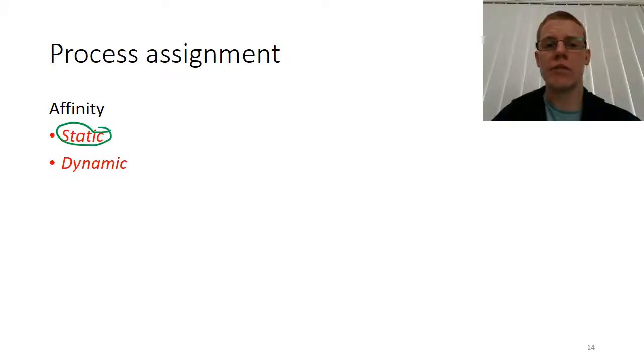The second regime is dynamic. In the dynamic regime, a process can change between different CPUs during its lifetime. So it may be scheduled, say, to CPU number 1 at the start, but at some point of interruption, it is rescheduled to a different CPU for the remainder of its execution.